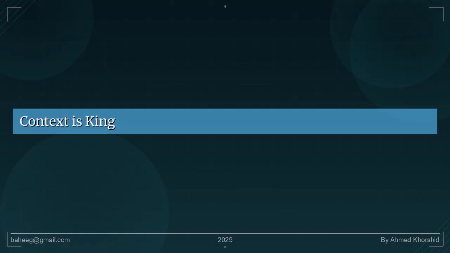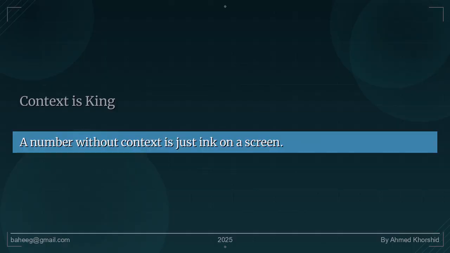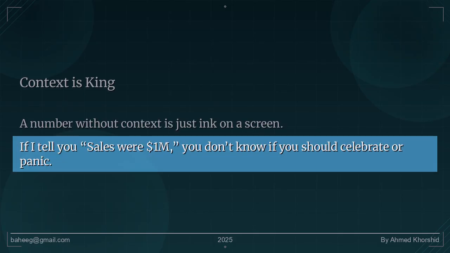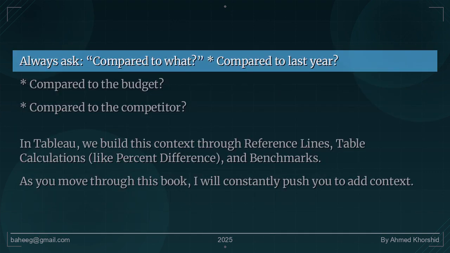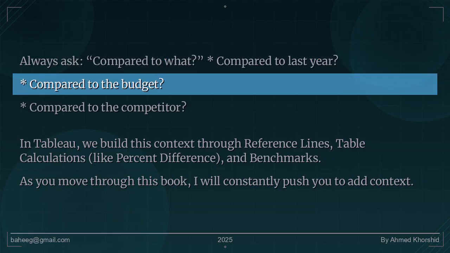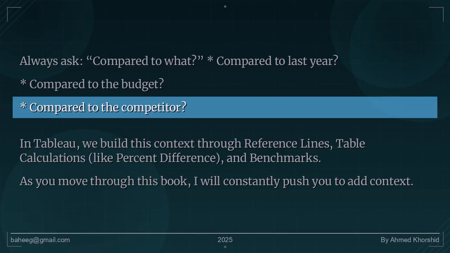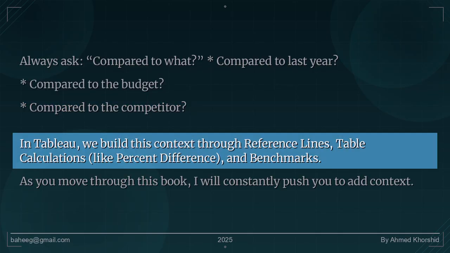Context is king. A number without context is just ink on a screen. If I tell you sales were $1 million, you don't know if you should celebrate or panic. Always ask, compared to what? Compared to last year? Compared to the budget? Compared to the competitor? In Tableau, we build this context through reference lines, table calculations, like percent difference, and benchmarks.